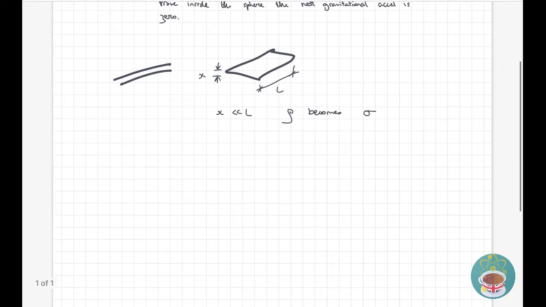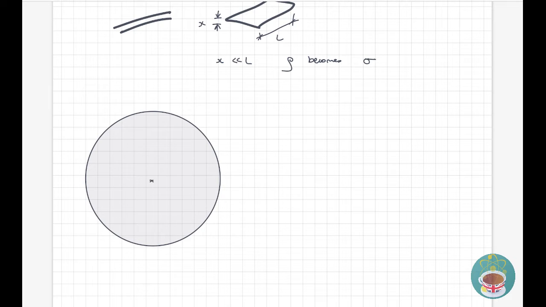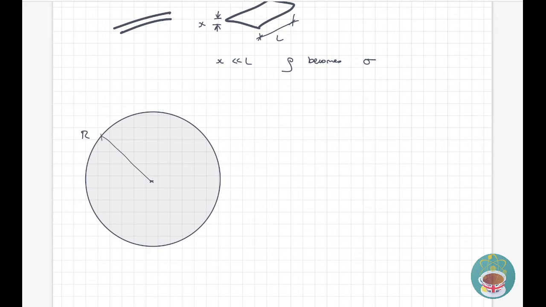Newton's shell theorem states that we have a spherical shell of radius r with surface density sigma, and that any object at any position inside it will experience zero net force. But how do we prove this?